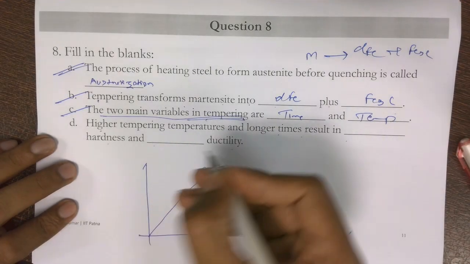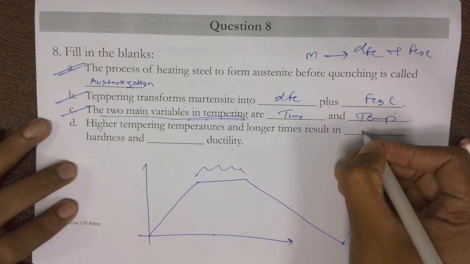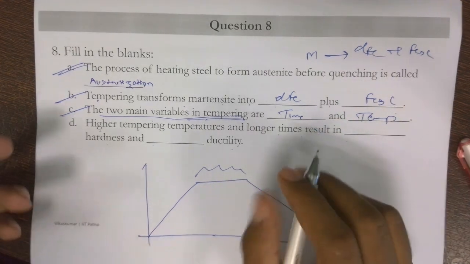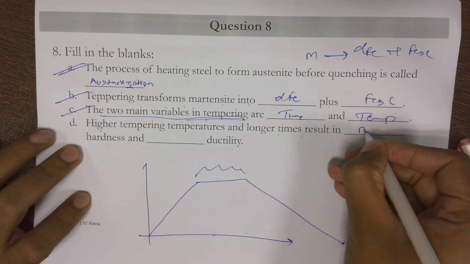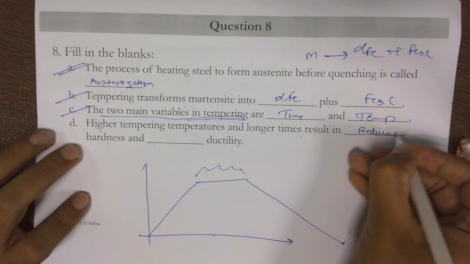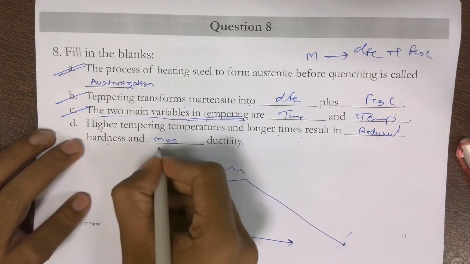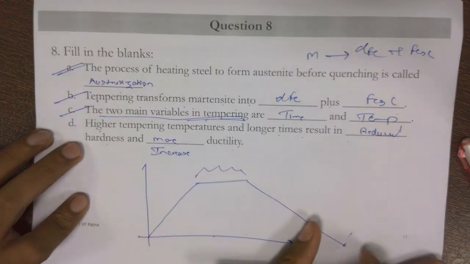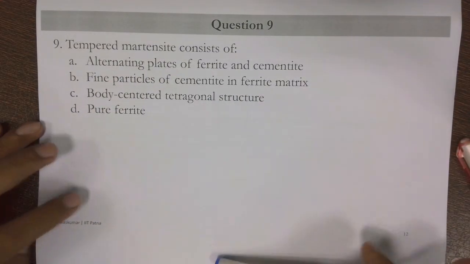If we are increasing the temperature and time both, then more ferrite and cementite will form, so the hard martensite fraction will decrease. So here the hardness will be reduced and ductility will increase. With that we have solved question number 8. Let's go to the next part, question number 9. If any doubt, let me know in between.